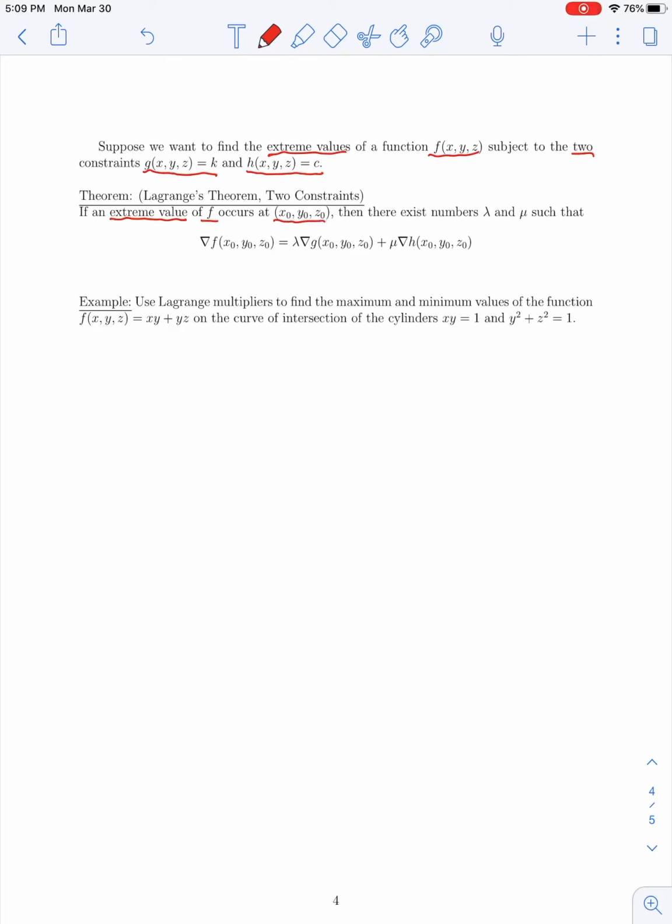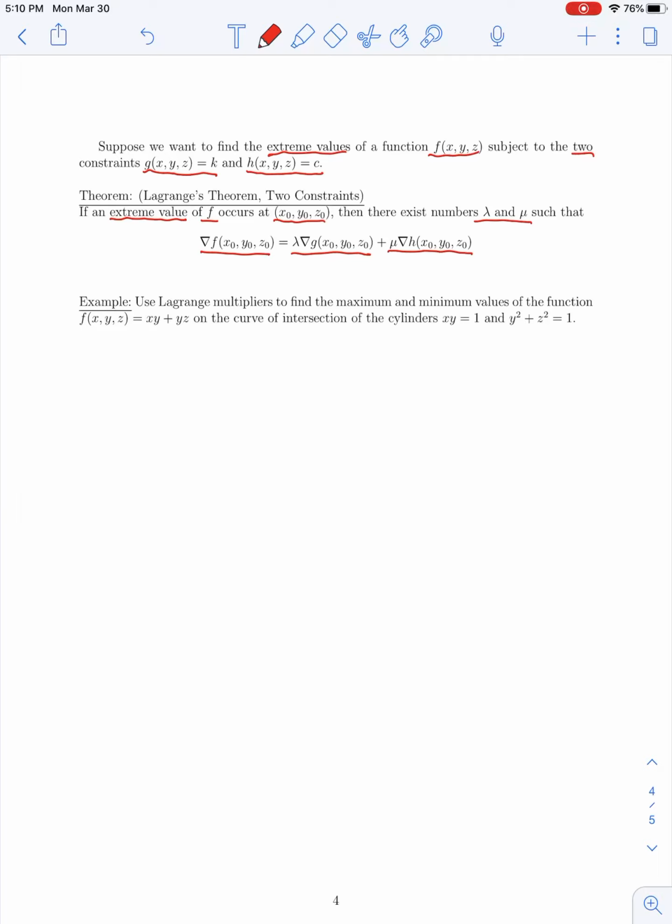And here's what our theorem says. If our function f has an extreme value at some point x naught, y naught, z naught, then there exist numbers lambda and mu such that the gradient of our function f at the point x naught, y naught, z naught is equal to lambda times the gradient of our first constraint function g plus mu times the gradient of our second constraint function h, evaluated at the point x naught, y naught, z naught.